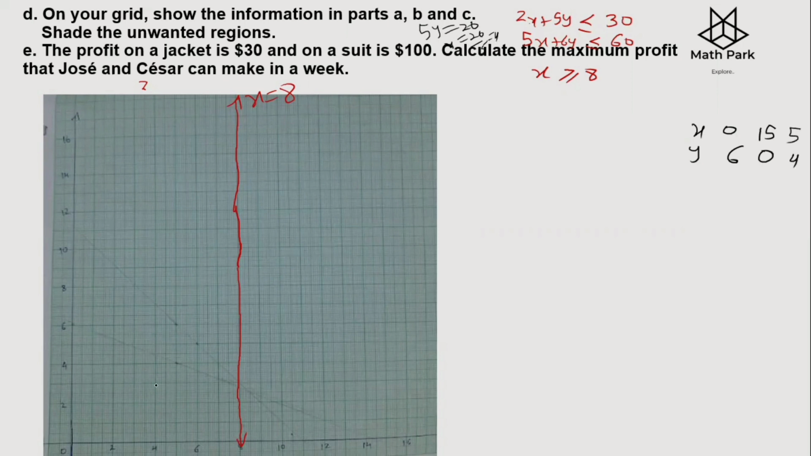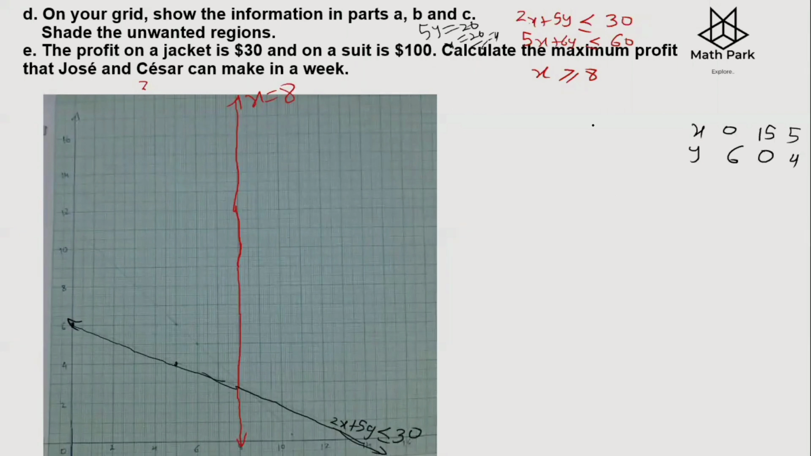So let us plot these points. X is 0 and y is 6 is this point. Next, x is 5 and y is 4, so 5, 4 is this point. Let us join these 2 points and draw the boundary line. Again, it is going to be a darker one because it is less than or equal to 30. Use the ruler to draw this boundary line properly. So this is the line for 2x plus 5y less than or equal to 30.